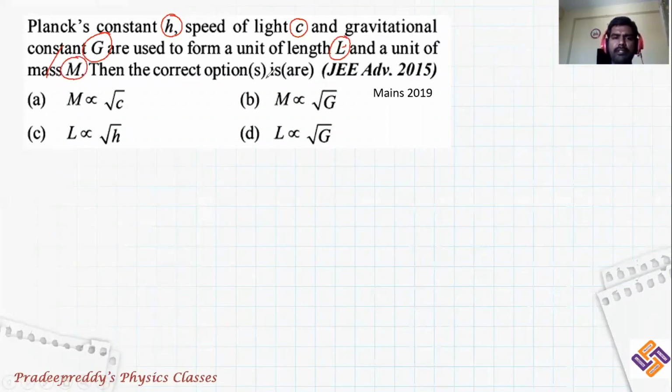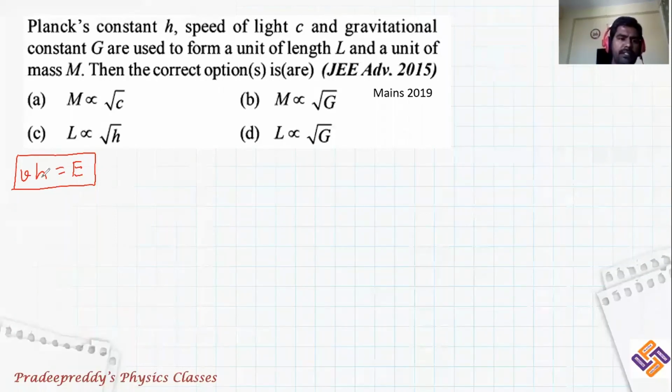The correct options are dash. Which of the following are correct options? You need to check that. Okay. So we will solve this. First, in order to solve this problem, we should write down the dimensions of Planck's constant, speed of the light, and as well as gravitational constant. First, we will write down the dimensions of all those constants, and then we will solve this problem.